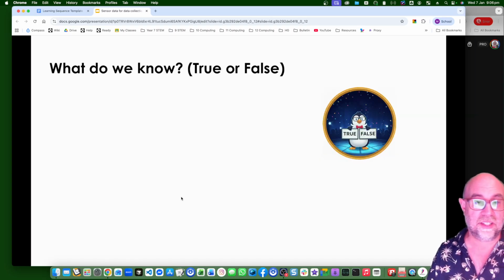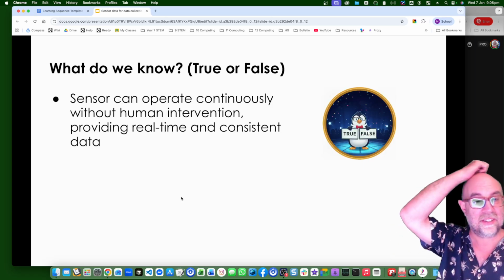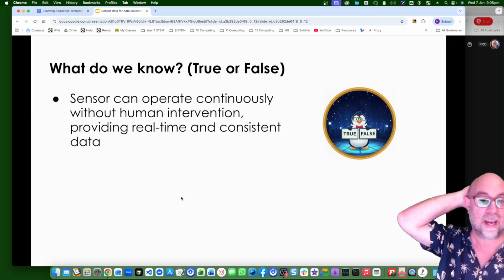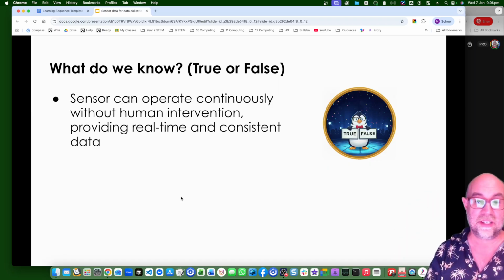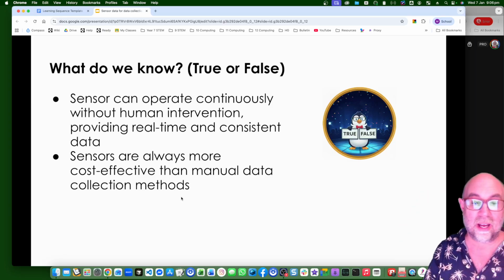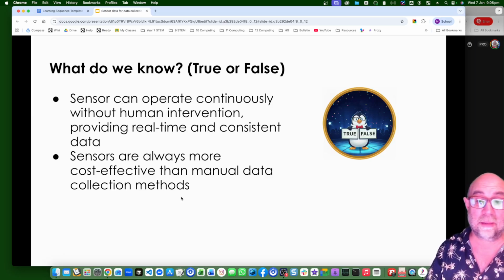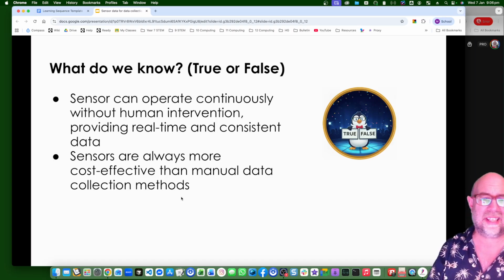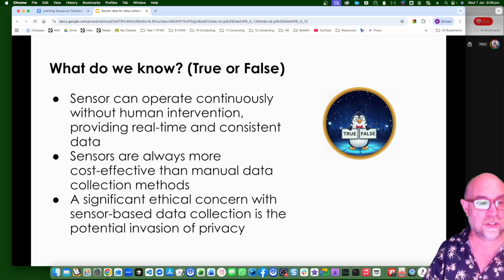Let's wrap up with looking at six true or false questions. Sensors can operate continuously without human intervention, providing real-time and consistent data. Yeah, well, that's for the most part true. It's more true than false. Sensors are always the more cost-effective way than manual data collection methods. Well, no, it isn't. If you just wanted to know how many cars were driving past your house and it was a nice quiet street, you can just sit out there for an hour, and that's going to be more efficient than setting up a sensor and all of the nonsense that goes with that. You could just have a pen and paper and get that information. Sensors aren't always more cost-effective, particularly in terms of time.